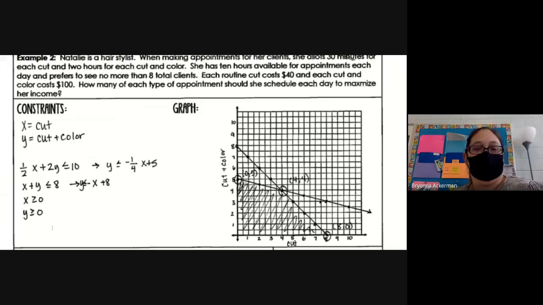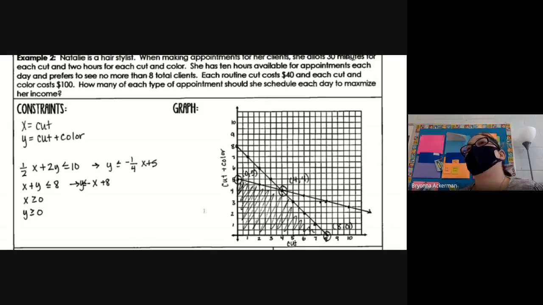So if I graph these, right? This is that line right here for the hours. And then I start graphing these other ones here. This is Y is less than or equal to negative X plus 8. Okay? And I get these. But my vertices are going to be 0, 5, and that's what Haley told me, right? Because 5 is the maximum. If I had 0 cuts, 5 would be the maximum.